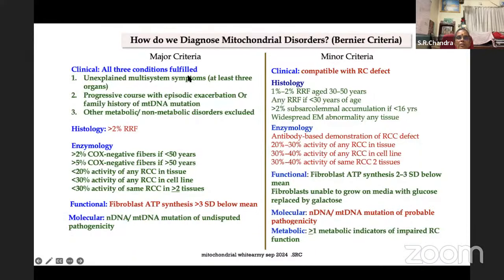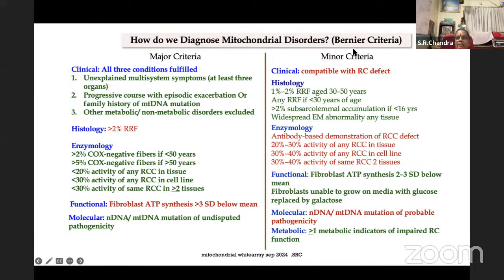Then we saw the Walker criteria, and we have got so many other criteria. Next is the Bernier criteria. We have got major criteria and minor criteria. All three conditions must be fulfilled. Major: unexplained multi-system disease, progressive course with episodic exacerbation, or family history of mitochondrial DNA mutation, and other metabolic and non-metabolic disorders excluded. You should exclude phenylketonuria, glutaric aciduria, those conditions. And histology will show ragged red fiber. Enzymology will show any of these defects. And functional test: fibroblast ATP synthesis is more than 3 standard deviations below normal. And you will show the genetic abnormality.